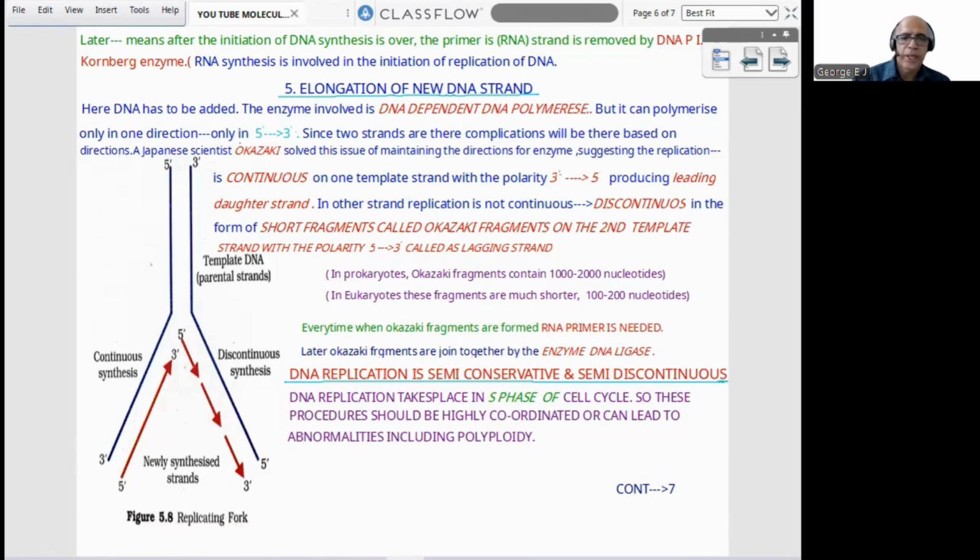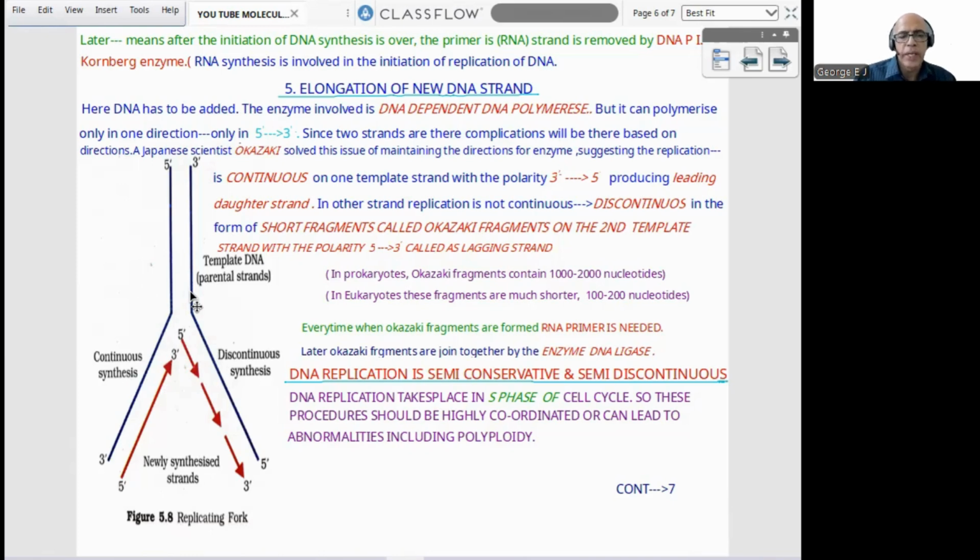Next is elongation of the new DNA strand. So here DNA has to be added. The enzyme involved is DNA-dependent DNA polymerase. But the problem for this enzyme is that it can polymerize only in one direction, and the direction is 5' to 3'. Since two strands are there, complication will be there based on direction, because one strand will be 3' to 5', the other will be 5' to 3'. If you check the diagram, it will be clear. So this was an issue in molecular biology and genetics, a complicated issue for a long time.